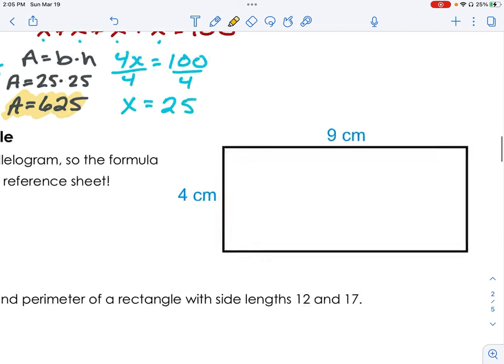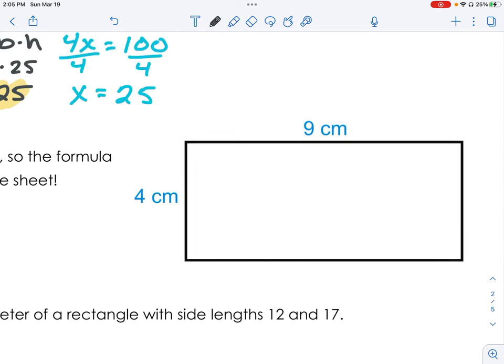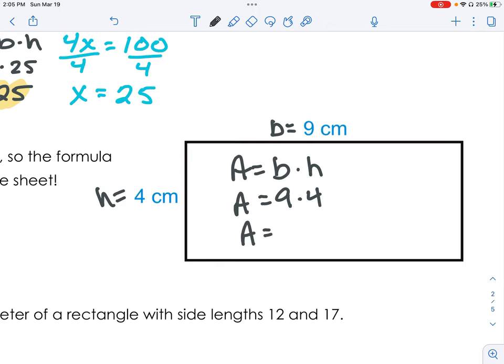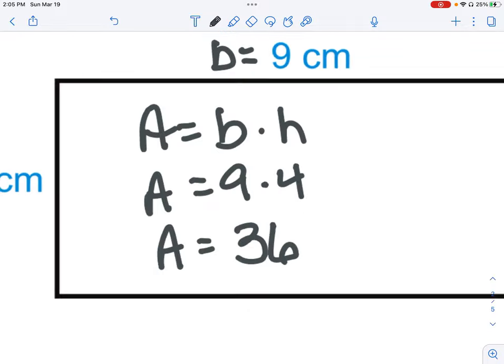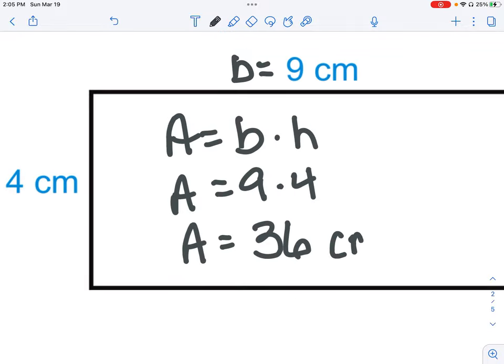So we see this practice problem over to the side. We're given the height. We're given the base. Area equals base times height, or area equals 9 times 4, which equals 36. And we were given units here as centimeters. So when we are given units, we write this as centimeters squared. So the area is always your unit and then squared.